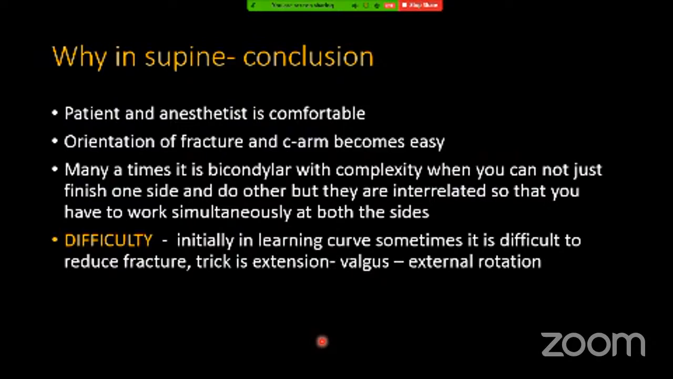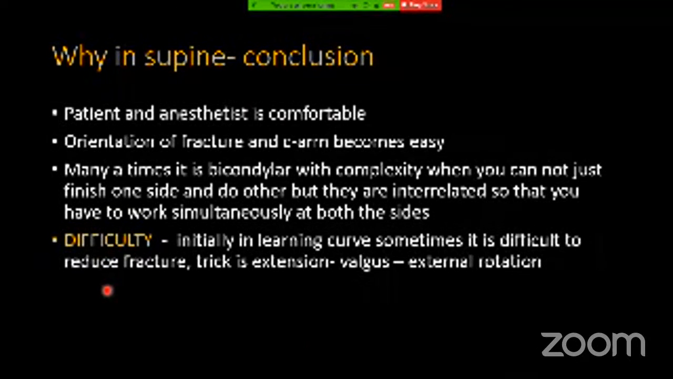So you need to do both the jobs simultaneously. You do some temporary fixes on this side and go on to the other side. In those cases, a supine position alone would be very, very easy compared to a prone position and turning the patient. So the most difficult part, which was already discussed in the previous discussion, what is difficult?